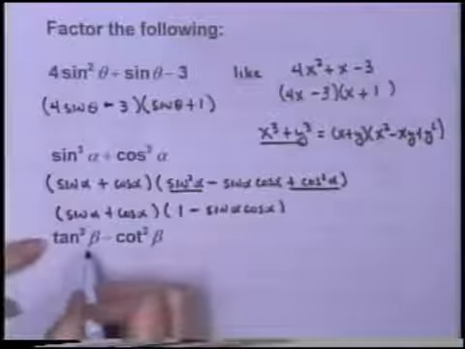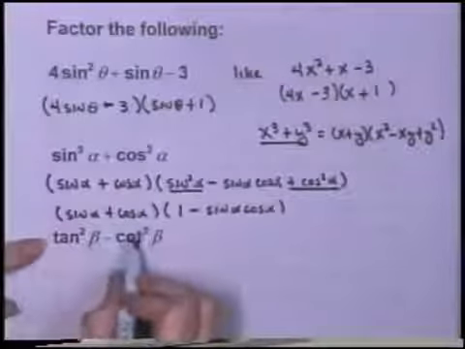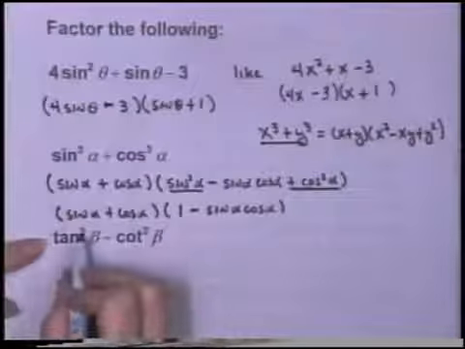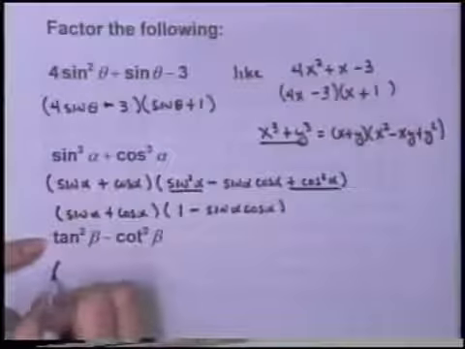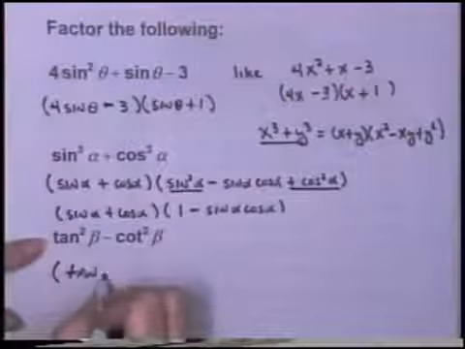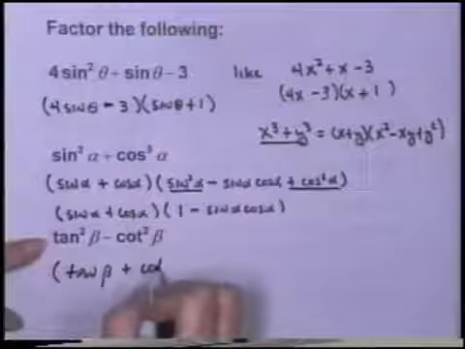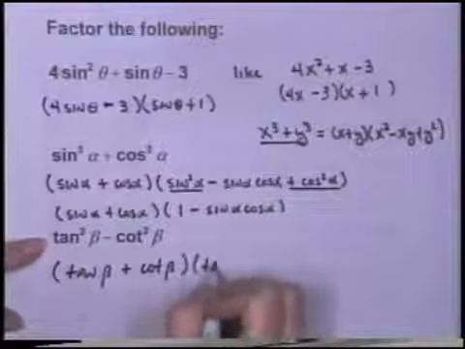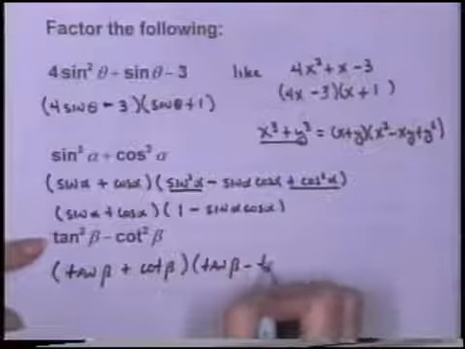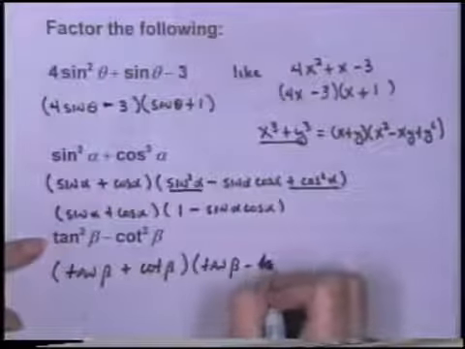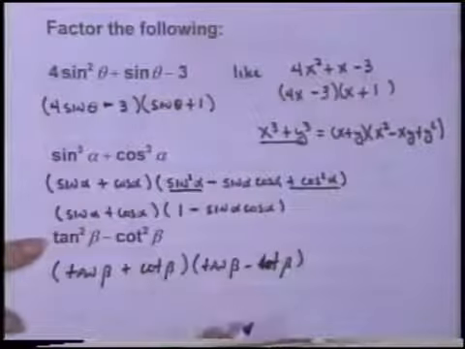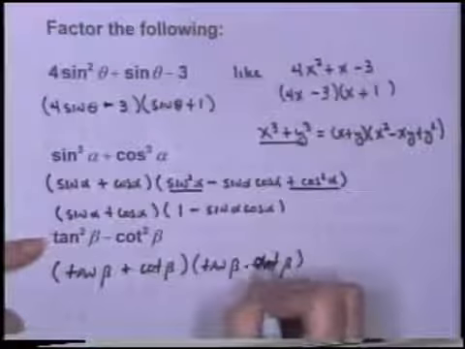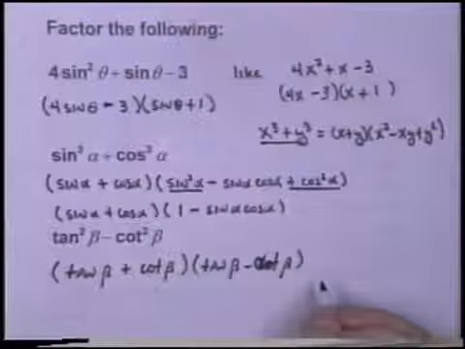And then finally, this last one should be more clear. Tangent squared beta minus cotangent squared beta. This is a difference of squares. Remember, when you factor a difference of squares, you get conjugates. So I will have tangent beta plus cotangent beta times tangent beta minus, oops, I wrote tangent again, cotangent beta. So tangent beta plus cotangent beta times tangent beta minus cotangent beta, okay?